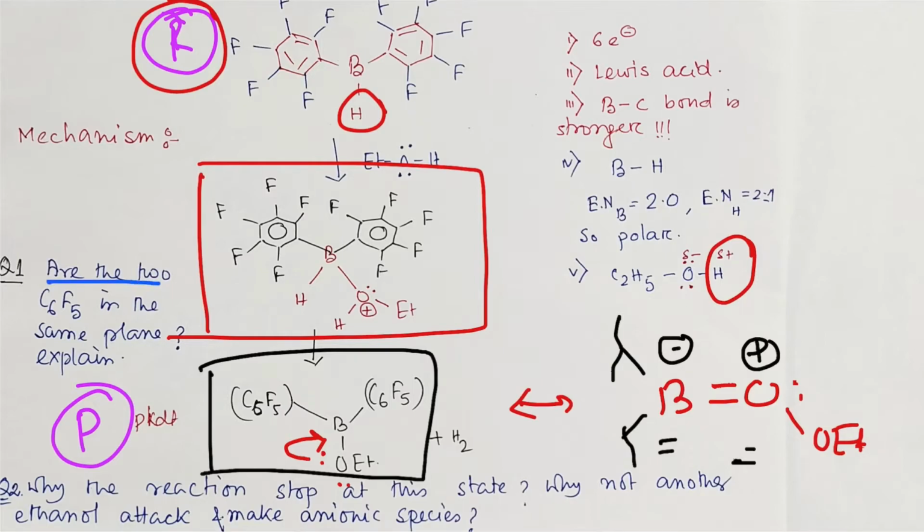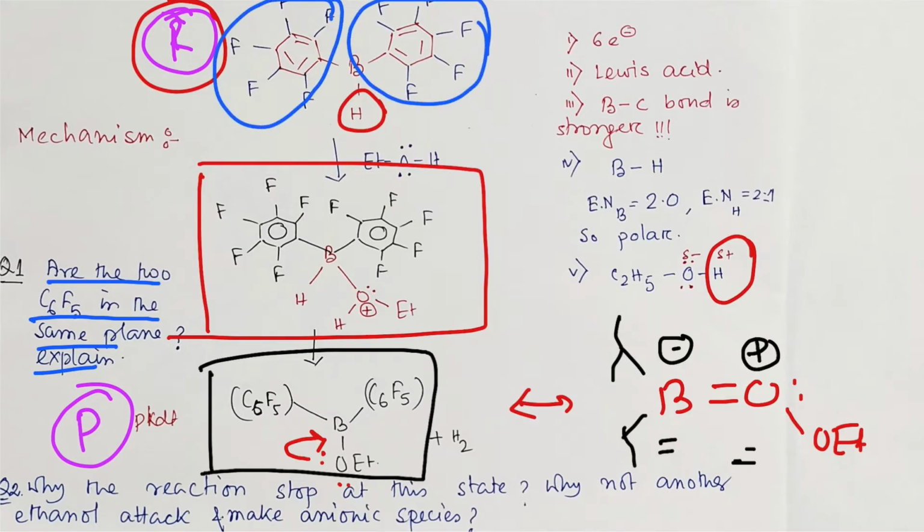are these two C6H5 in the same plane? No. Why? Because if they remain in the same plane, they will face a severe steric repulsion. You may consider the concept of steric inhibition of resonance. The similar thing, because of this severe repulsion between these two groups, what happens? These two phenyl groups prefer to remain perpendicular to each other.